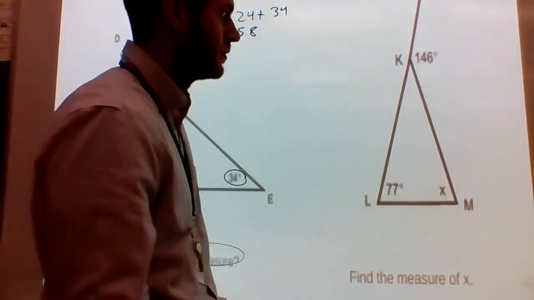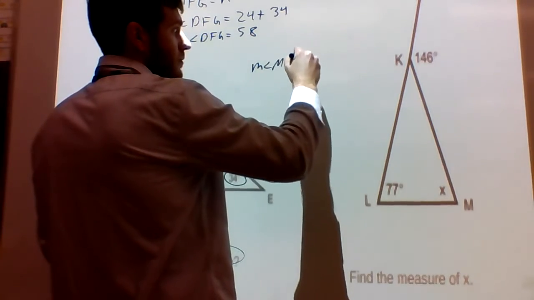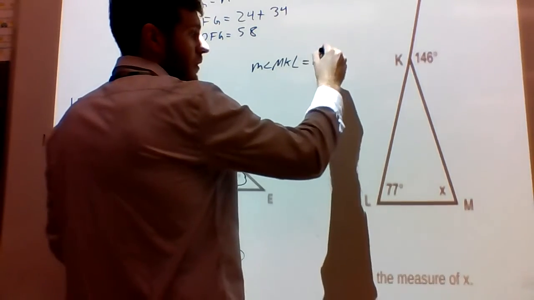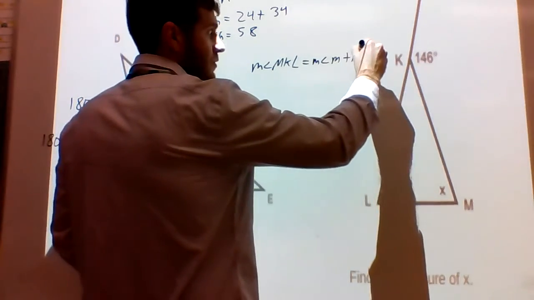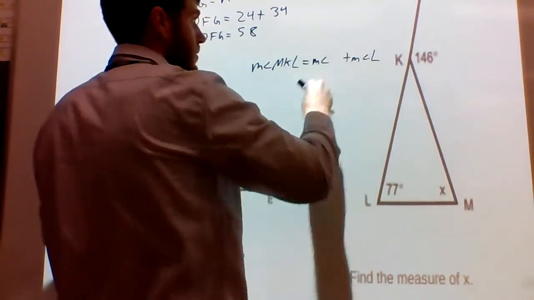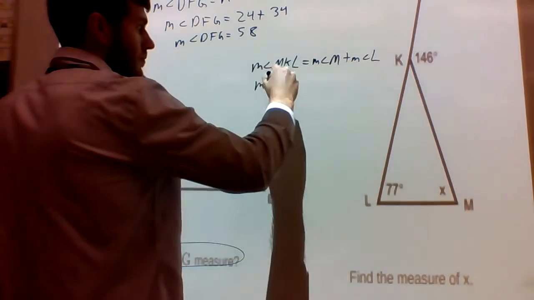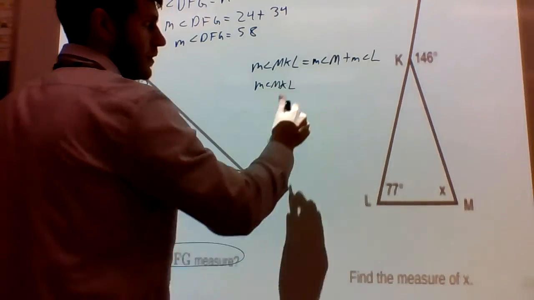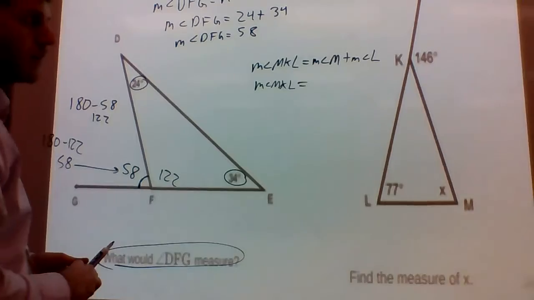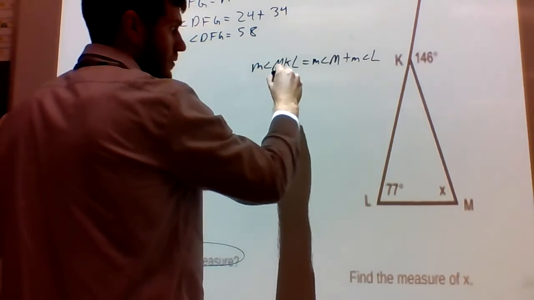Second example. So the measure of angle MKL. This is what the exterior angle theorem tells us is going to equal the measure of angle M plus the measure of angle L. Okay, the measure of angle MKL is what we're looking for. Find the measure. Oh, we're finding X. I lied. Okay, we know the measure of MKL is 146.